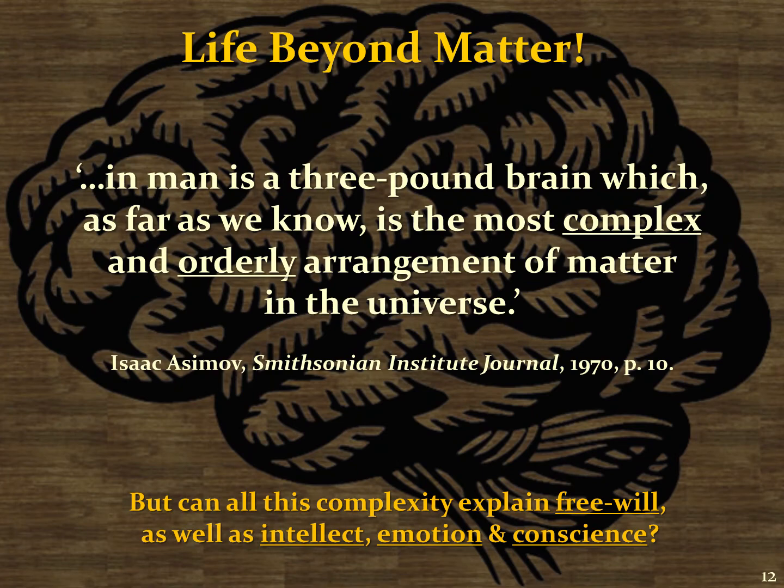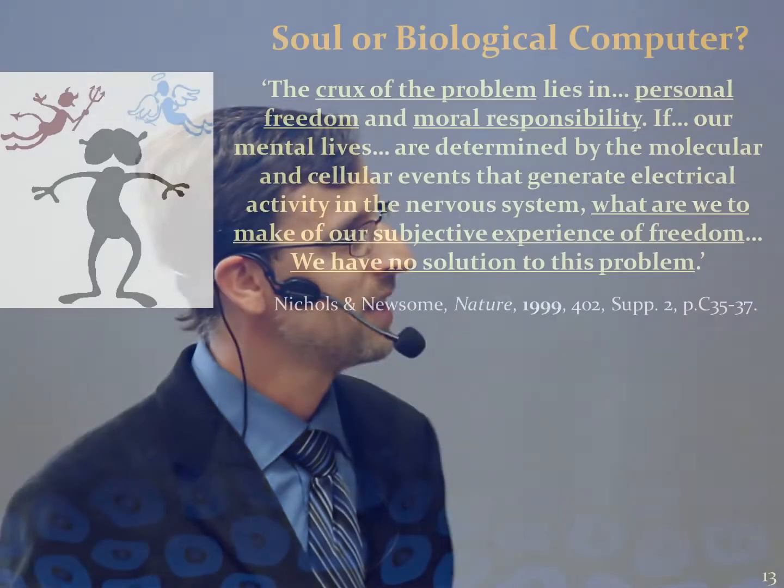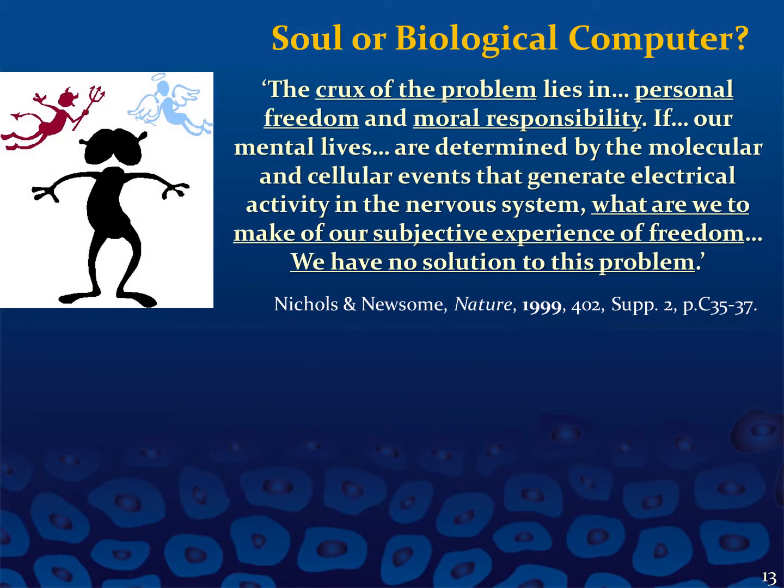Can all of this complexity explain free will, our intelligence, our ability to have emotion, to know the difference between right and wrong? Can we reduce human life to being simply molecules and cells sending information, and that's it? Or is there more? And this is something that has puzzled scientists. And I must say that they have been quite honest in saying to the point at which they are puzzled. And the following quotation comes from Nature. This is Nichols and Newsom. Listen carefully to what they say.